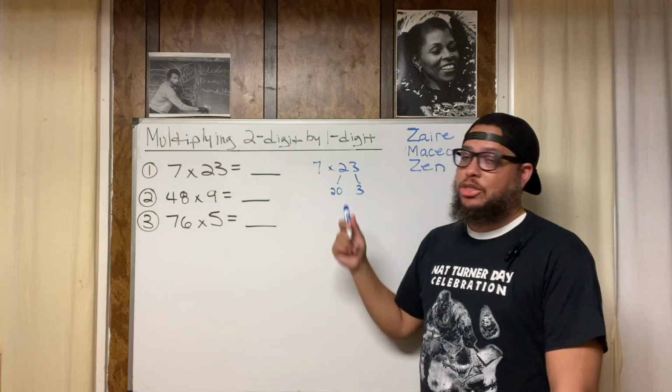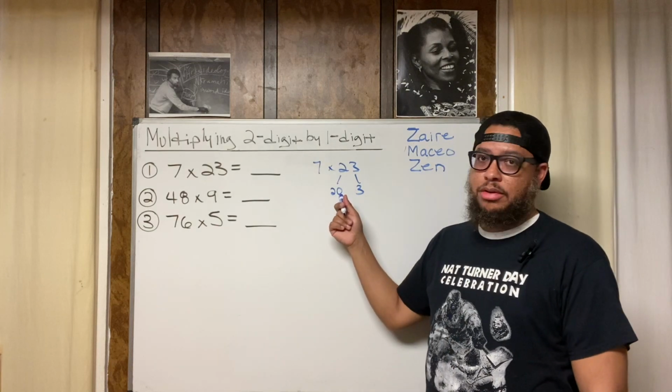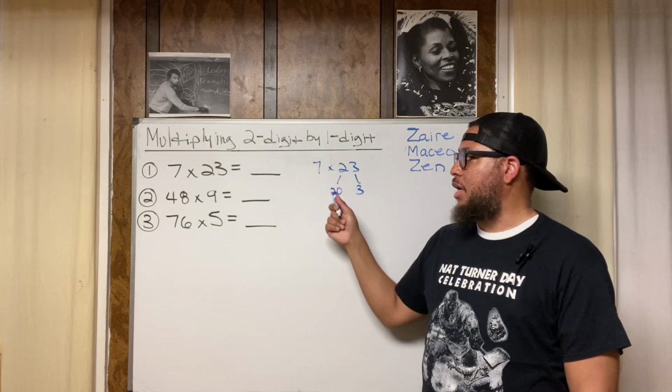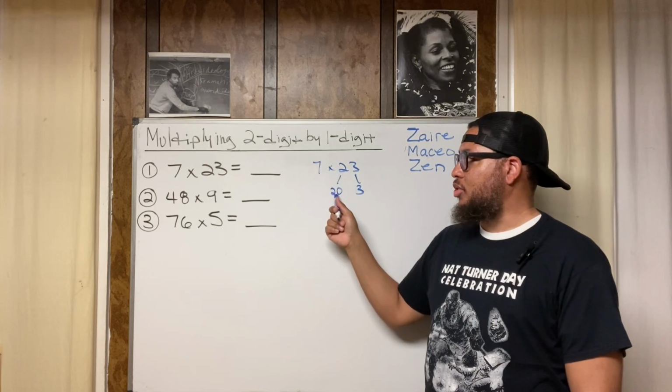Because if I multiply by 20, check this out. I can act like that 0 is not even there, and I can act like I'm just doing 7 times 2 instead of doing 7 times 20.